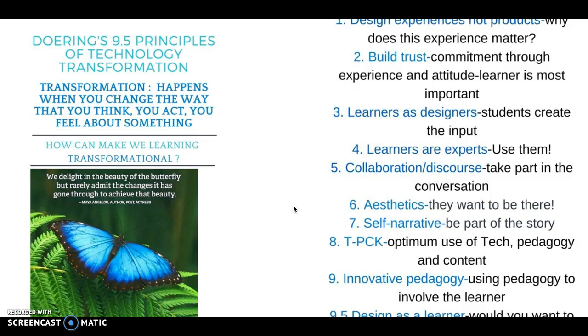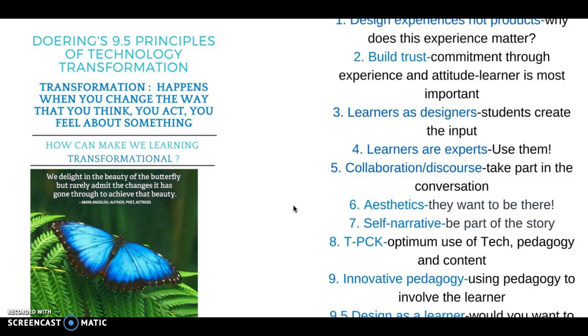And finally, I think this is a very, very important thing he mentions, is to design as a learner, asking ourselves if we want to be there. And I think that really goes back to empathy and putting ourselves in the shoes of the learner.